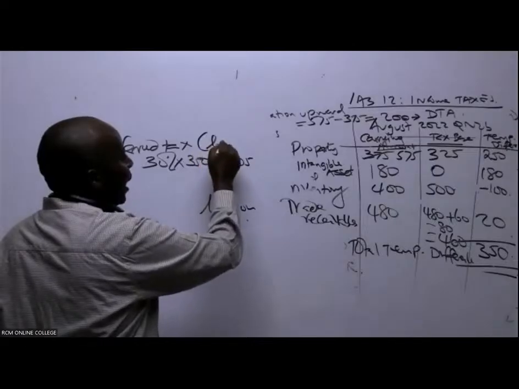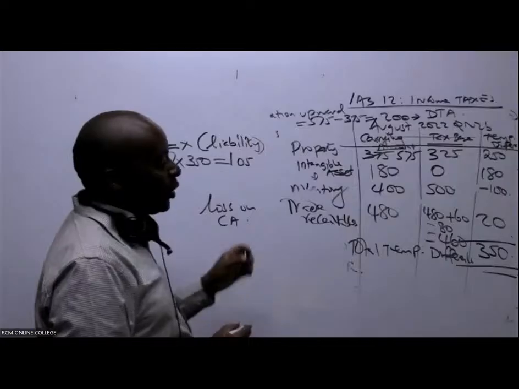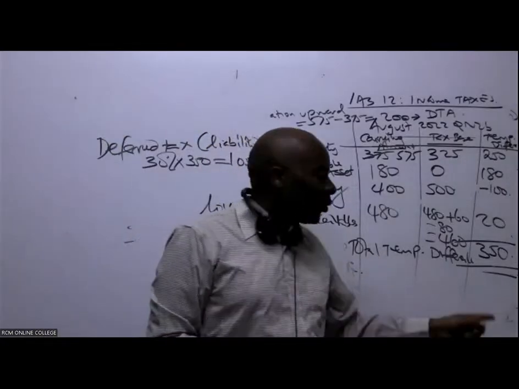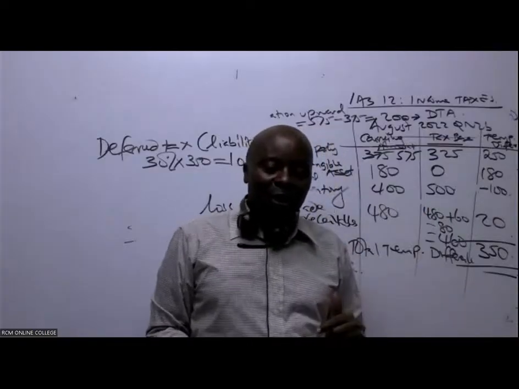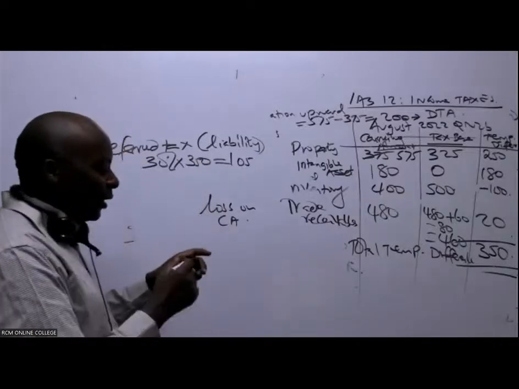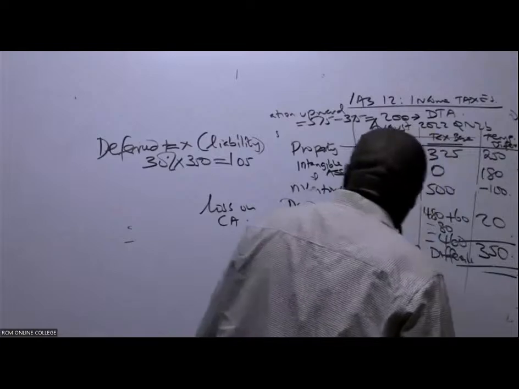And remember, this is a liability, because I told you, whenever the temporary difference is positive, that's like a profit. So you'll have to share this with the taxman in the future. So this is a deferred tax liability. If it was negative, I would have called it a deferred tax asset.